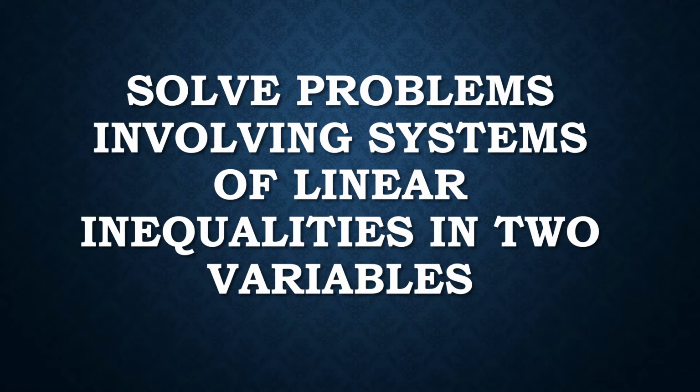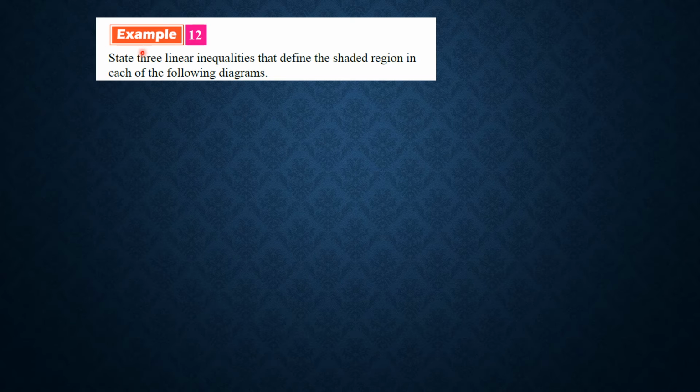Hi everyone, today we will look at another part of chapter 6, linear inequalities in two variables, that is, solve problems involving systems of linear inequalities in two variables. So now you can refer to your textbook at page 171. State three linear inequalities that define the shaded region in each of the following diagrams.